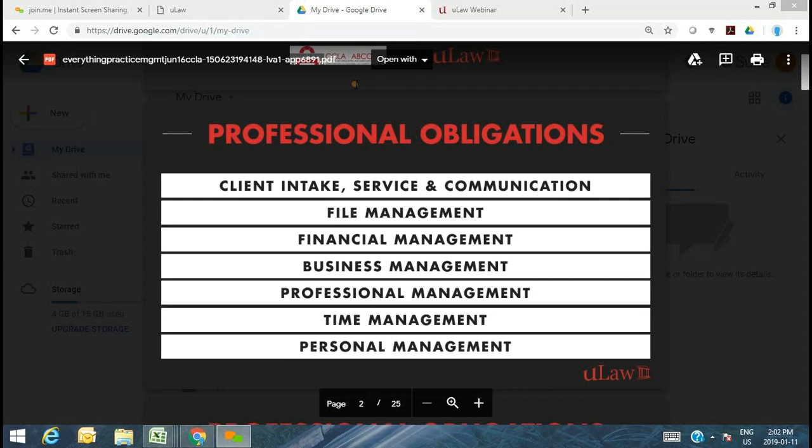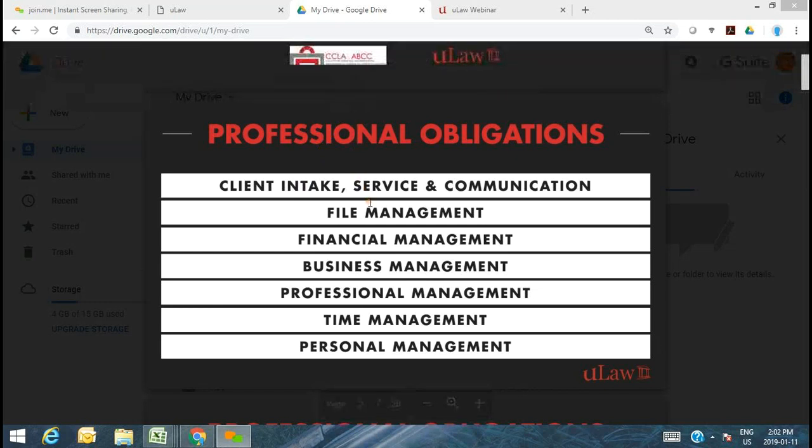What we've done is we've looked at the Law Society's bookkeeping guidelines, we've looked at the Law Society's compliance guidelines, and we've boiled it to about 6 or 7 key areas of professional obligations, and we've encompassed certain subsections and rolled it up into a larger subject matter, such as client intake. Then there's obviously the responsibilities for communication and service offerings. So if you look at it, we've got client intake, service, and communication. We've got file management, which is an important professional obligation from your perspective.